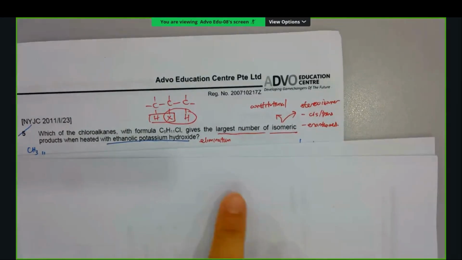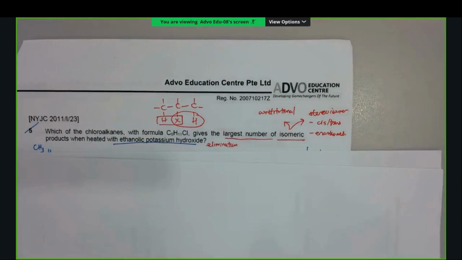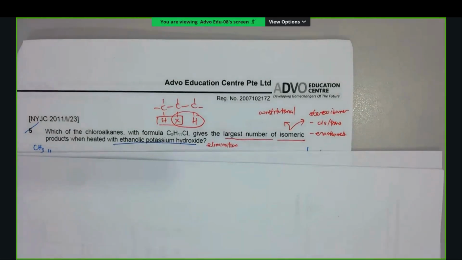Okay, so it can refer to constitutional isomers due to different positions of the double bond, or it can be due to stereoisomers, like your cis-trans. Okay, I don't think there will be any enantiomer. I don't think so.